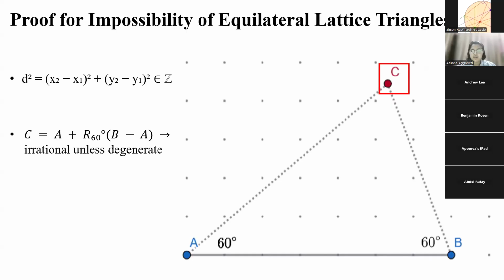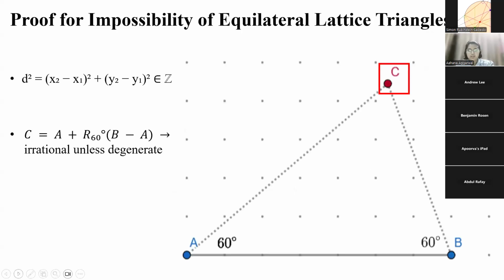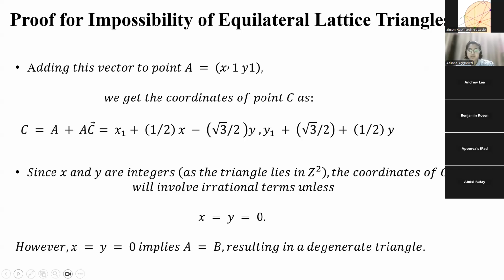To prove this, we consider a vector. Suppose there is a vector at point A with coordinates x1 and y1, and we rotate it by 60 degrees from both sides to get to point C. Now, the coordinates for point C would be what we obtain from sine and cos of that 60 and 30 degree angles, and these wouldn't have an exact lattice point unless both x and y become 0, which would result in a degenerate triangle. So lattice triangles cannot exist as equilateral triangles.